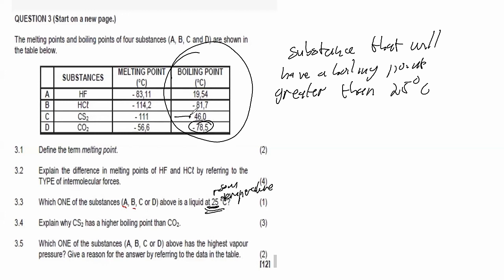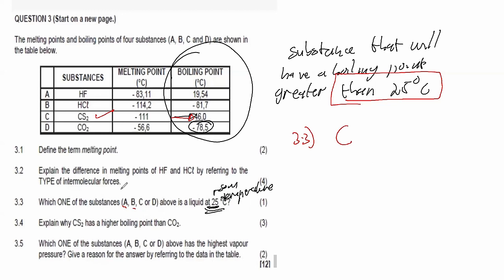But then let's look at C here. There's something special about C. So C reaches its boiling point at 46 degrees Celsius. And having to read this, we said we are looking for a substance that will have a boiling point at a temperature that is greater than 25 degrees. Look at its boiling point. It's reaching the boiling point at 46 degrees Celsius, which obviously means that the one that will be a liquid at 25 degrees Celsius has to be compound C or substance C. So to answer 3.3, we simply just say C, right?